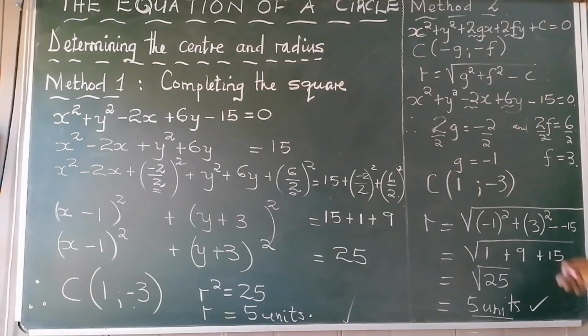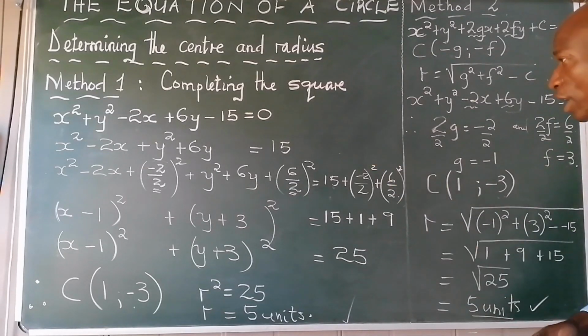So this method is normally used by those that are using the Cambridge syllabus, and also college students that might be aware of this standard form of the equation of the circle. But mostly in matrix, we prefer the completing the square methods, but learning is open.